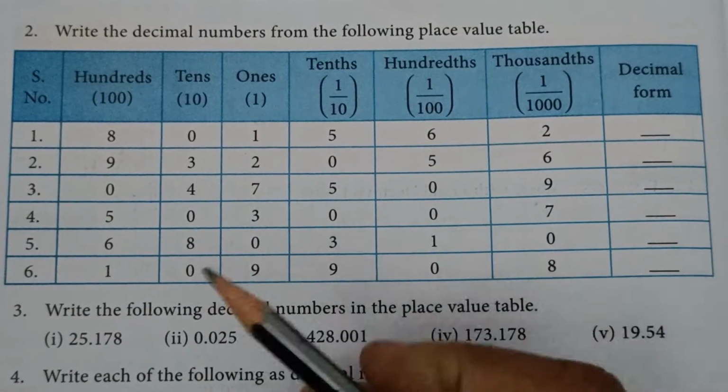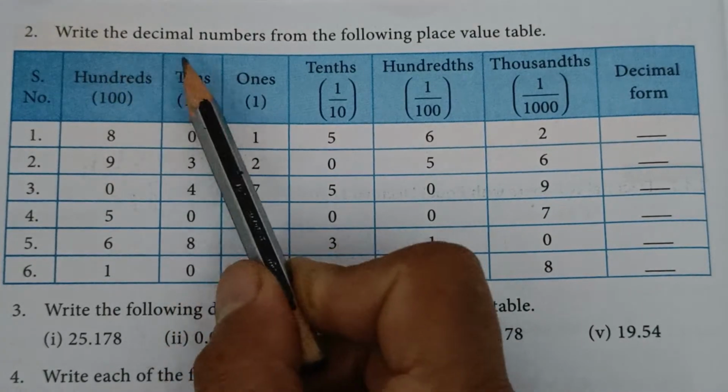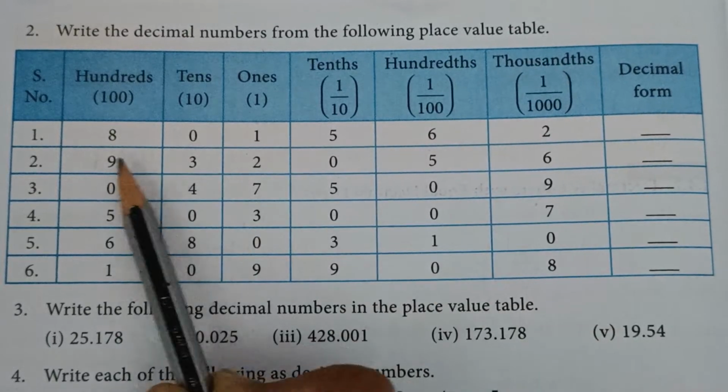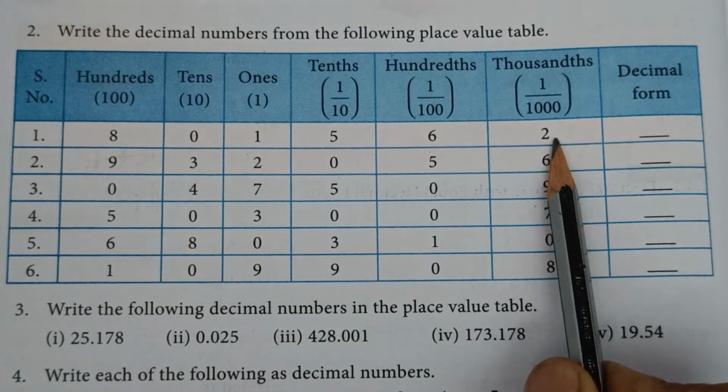Now, the second problem is just the reverse of the first. Write the decimal numbers from the following place value table. The place values are given in the place value table.